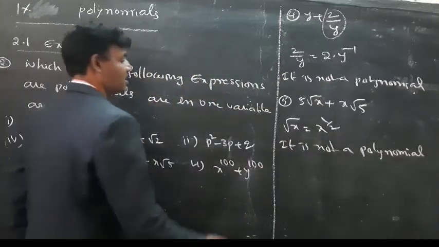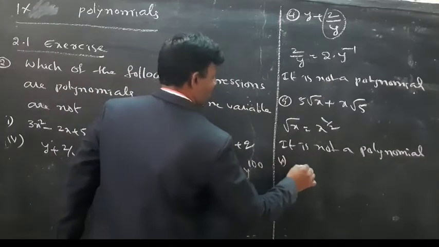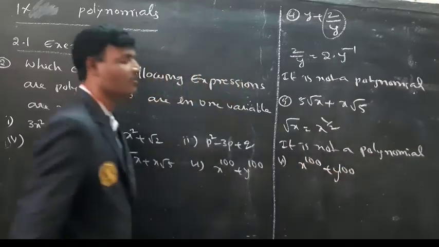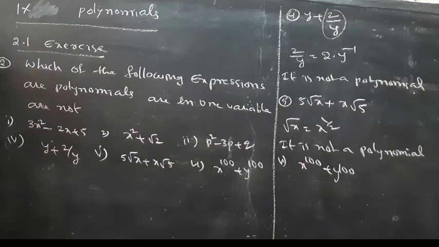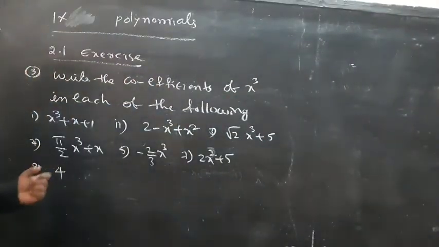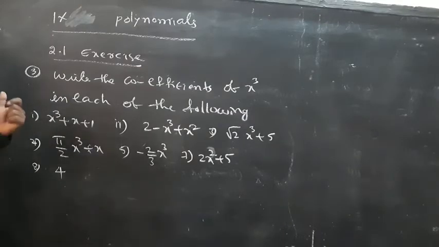Then move to the sixth question. x power 100 plus y power 100. This one you take as homework. Whether it is a polynomial or not, and if it is a polynomial, whether it is in one variable or two variables, you have to write. Students, in 2.1, third bit, we have 8 questions. From these 8 questions, I explained only 4. So the remaining 4 you have to take as homework.